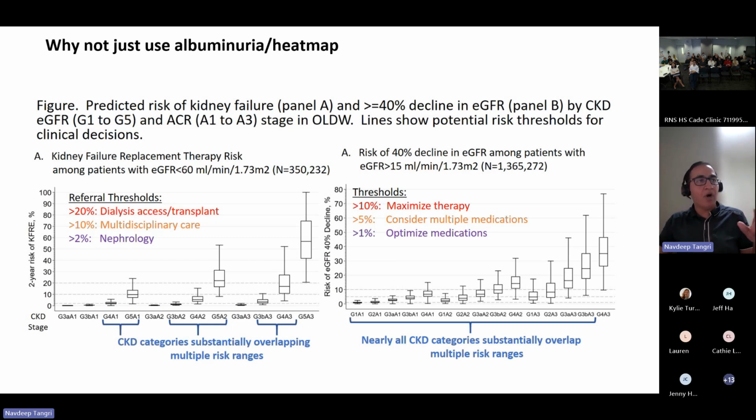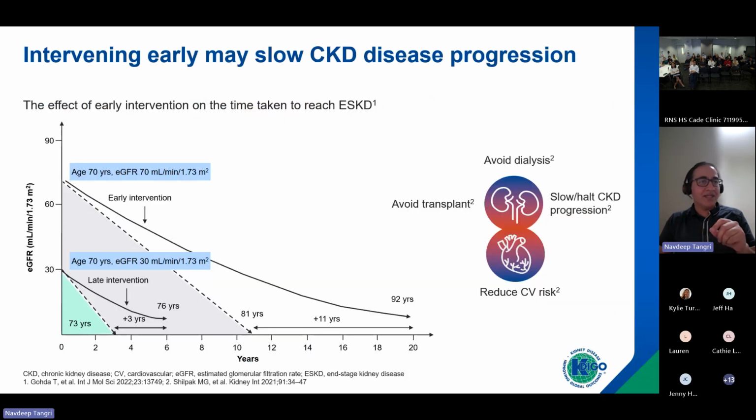If you look at heat map boxes, there's 40-fold variability in KFRE risk between heat map boxes, and there's 80-fold variability in 40% decline risk in people in the same heat map box. So someone, for example, who's G2A3, so GFR 60 to 90 but lots of albuminuria, two people in that same box can have a risk that varies by up to 80-fold. To me, it's not enough to know that someone's in an 80-fold box, especially when we can get much more precise.